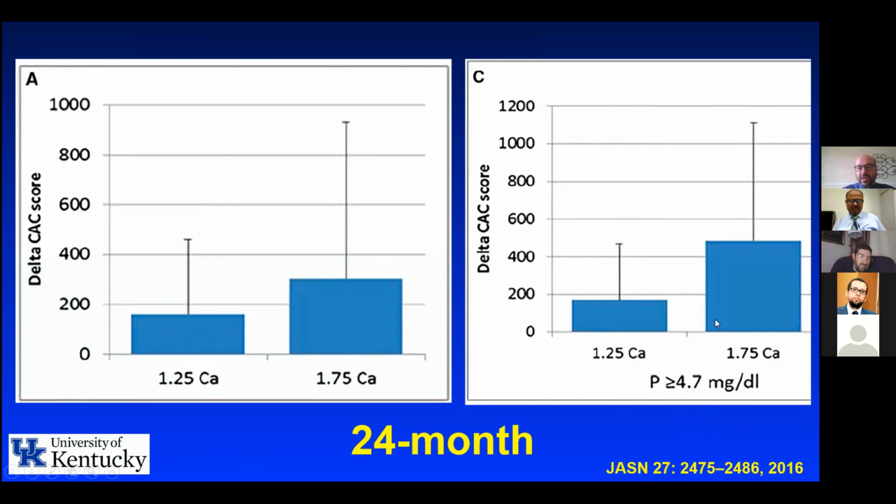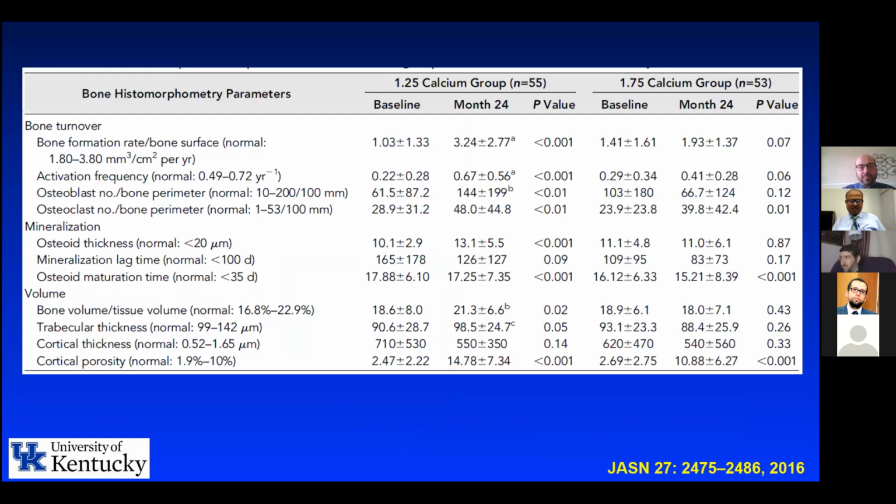And especially, having seen the difference, if the patient has a phosphorus level of more than 4.7, they found that with higher calcium concentrations in the dialysate in a 2 year follow-up study, the coronary artery calcification score will go higher. And here is a bone histomorphometry analysis. I don't want to go over this, but of course, patients with higher calcium dialysate end up having more low turnover bone disease or adynamic bone disease. So 2.5, I think it's good.